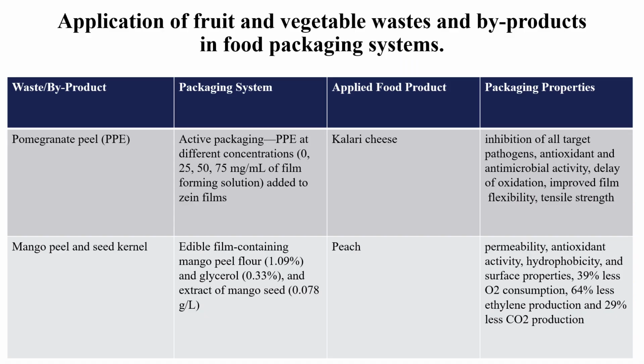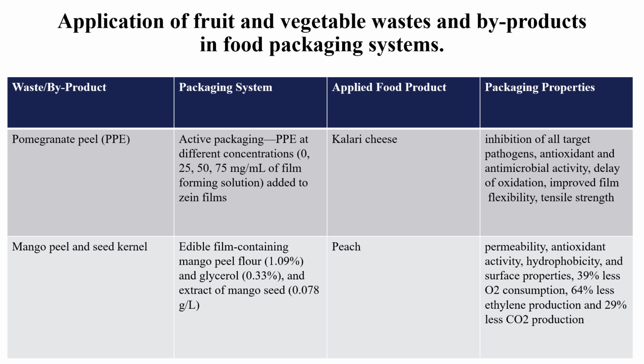The application of fruit and vegetable waste and byproducts in food packaging systems. In this table, we will see how the waste is used to pack a food product, and how this waste is used as a packaging material. The waste used is pomegranate peel, and the packaging material has been made with pomegranate peel, which is also an active packaging.